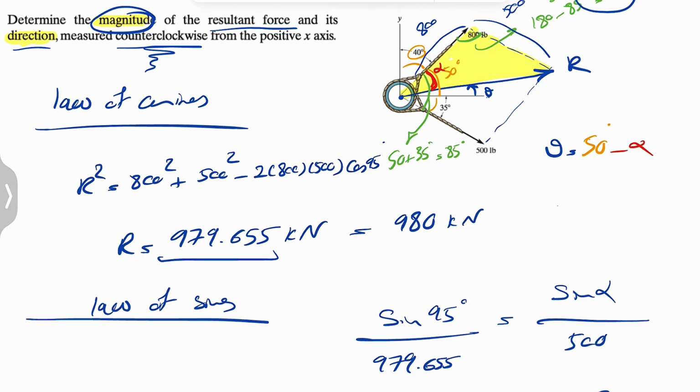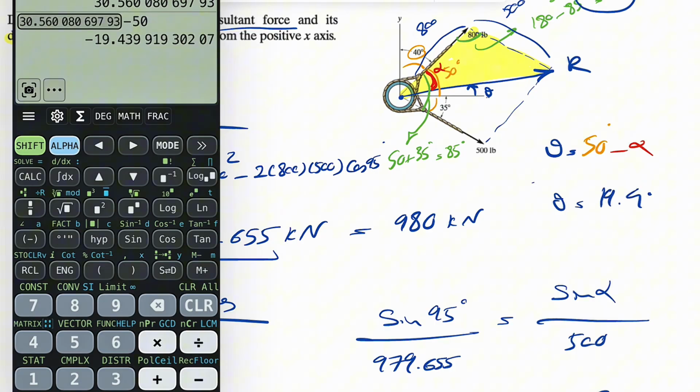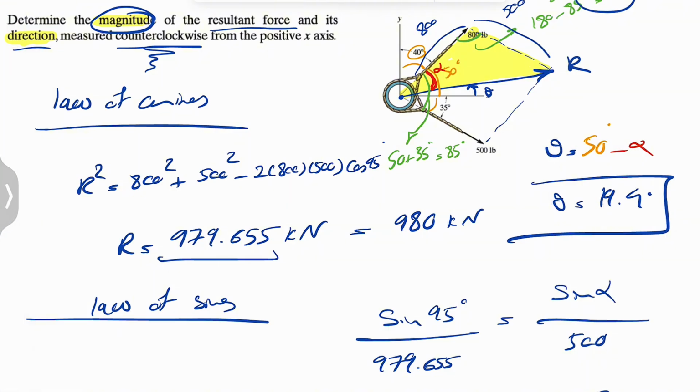So basically theta, which is the angle counterclockwise from the positive x-axis, will be 50 minus 30.56, which is 19.4 degrees, and that's the angle we're looking for. Again, ignore the negative sign because it should be 50 minus that 30-something. So 19.4 degrees, and that's pretty much everything for this question.